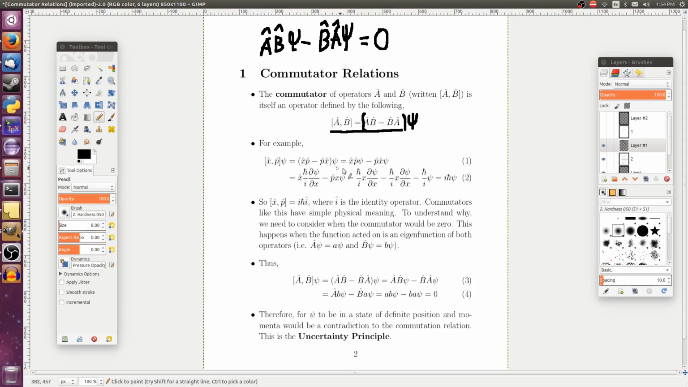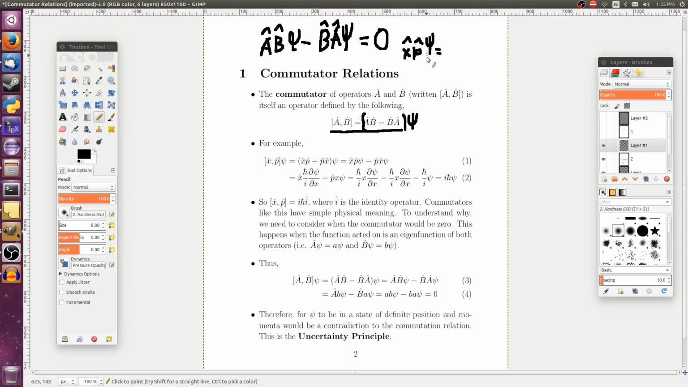And if we look at the left side for a minute, so we have x hat, p hat, acting on psi, we should read this as the following. We should act with p first, then act with x. Just like function composition with regular functions. In fact, that's what these operators really are.